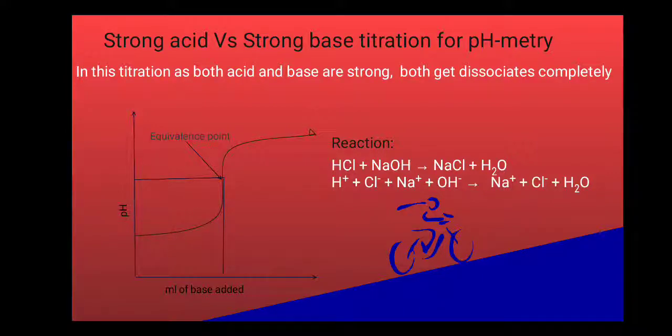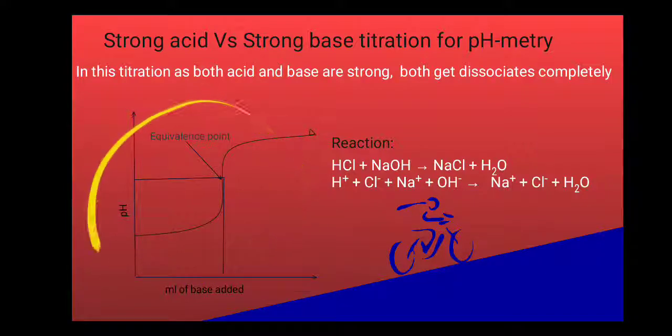See here, in this both acid as well as base are strong, that's why dissociation will take place 100%. Then how this reaction takes place, that is a simple reaction. I think everybody knows that HCl plus NaOH forms NaCl and H2O. No problem for the reaction. I think everybody can learn this reaction very easily. But we are interested in the graph.